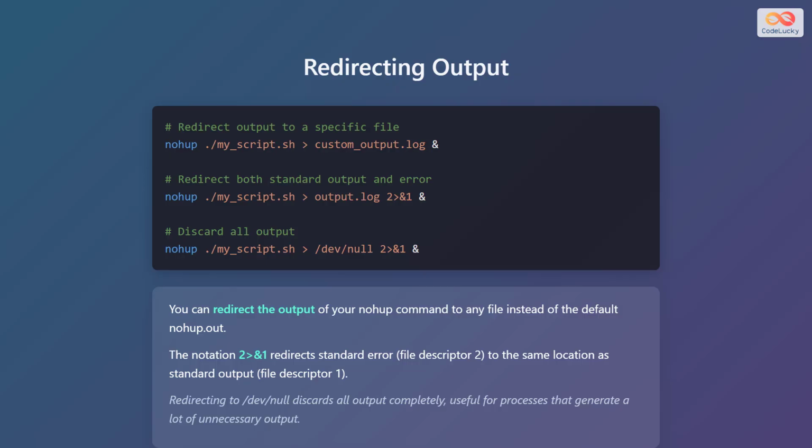Here, standard error, which is file descriptor 2, is being redirected to the same location as standard output, which is file descriptor 1. If you want to discard all output, redirect it to /dev/null. This is useful for processes that generate a lot of unnecessary output. The command would look like this: nohup ./my_script.sh > /dev/null 2>&1 &. Redirecting to /dev/null discards all output completely. Note that you can redirect the output of your nohup command to any file instead of the default nohup.out.